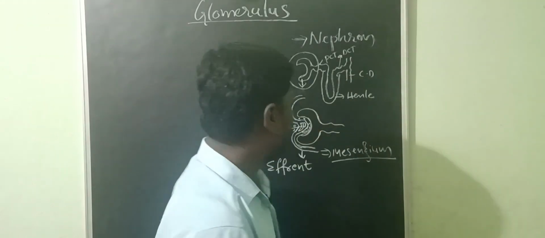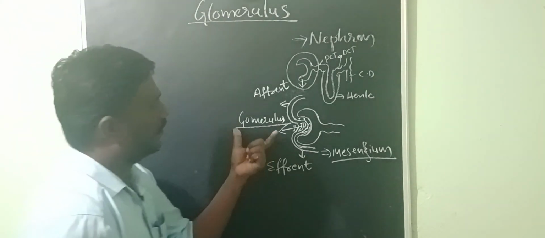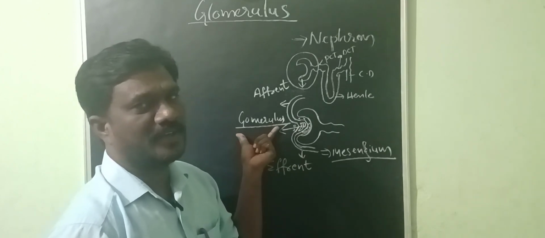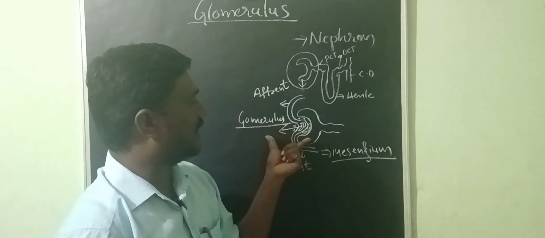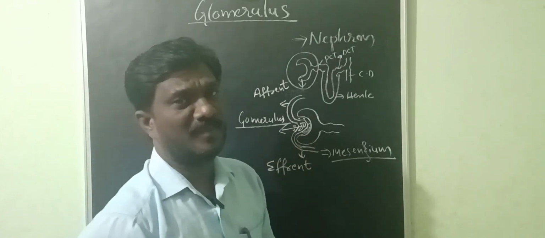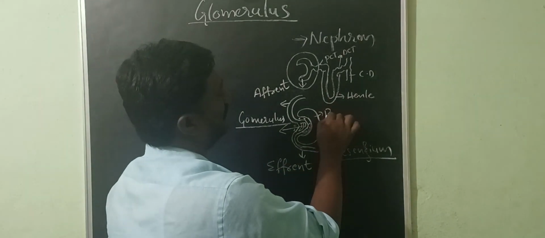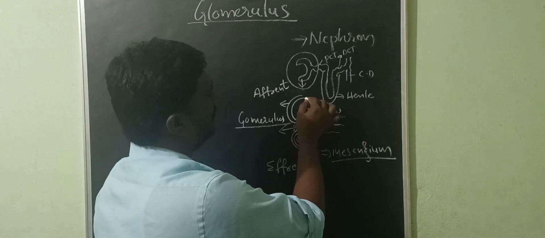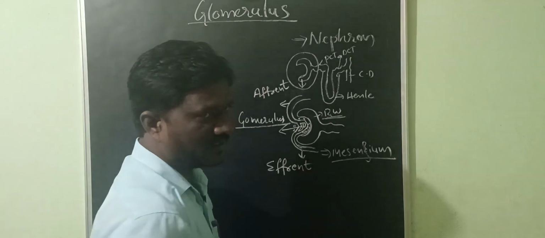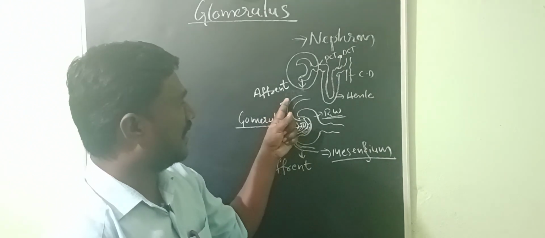So this is the structure of the glomerulus. The glomerulus means a bunch of blood capillaries which divide into many. It is surrounded by a double-layered membrane, a cup-like structure, the Bowman's capsule. It receives afferent arterioles and leaves by an efferent arteriole.